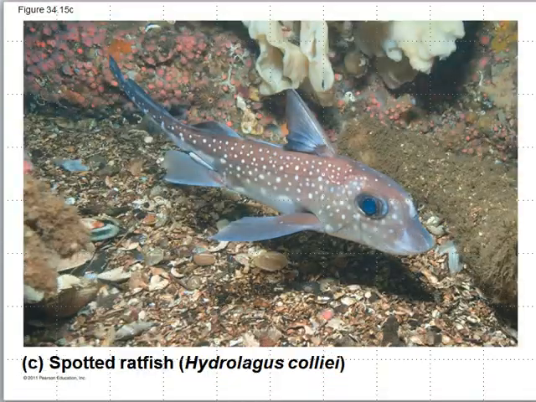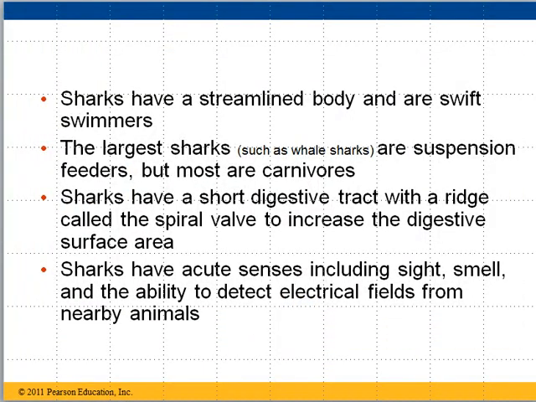So sharks have a streamlined body, swift swimmers. You're probably familiar with some of them at least. The largest sharks, such as whale sharks and basking sharks, are actually suspension feeders. They're not actually meat eaters. They don't attack fish or seals like great white sharks. The largest of these sharks are more like the large whales, where they feed on tiny little plankton and other floating creatures within the water.